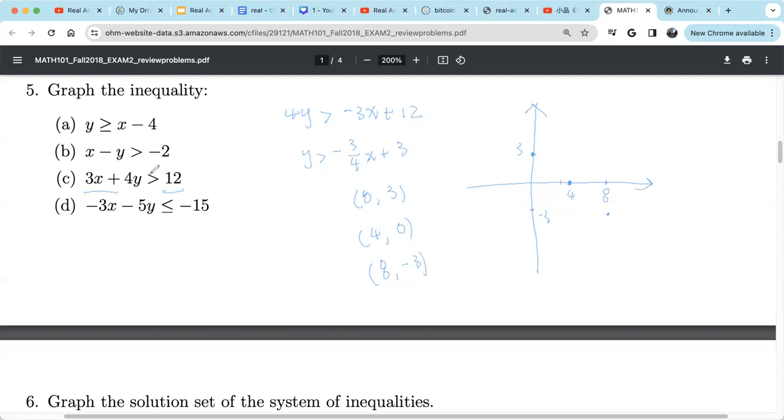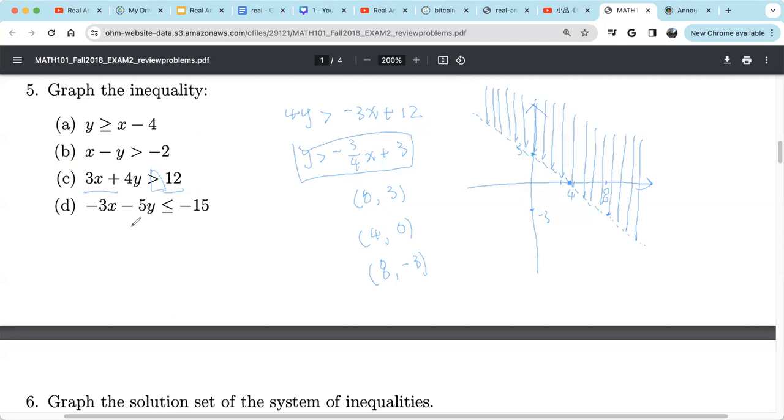And then there's no equal sign in the inequality. So we draw a dotted line to indicate the line is not part of the solution. Then what about the inequality? Is it y greater than? Greater than means we shade the points above this line. So all those are the solutions. All those points, the y value is greater than the y value on the line.